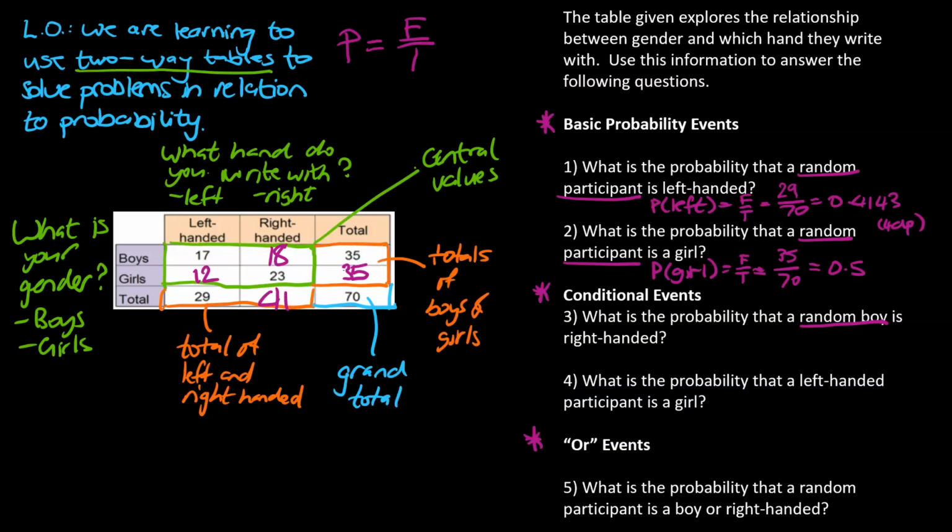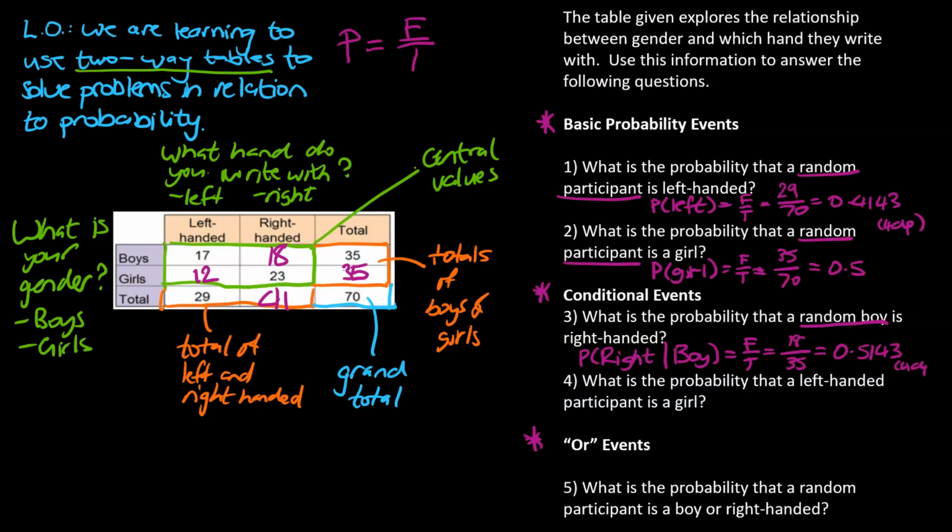So let's get into that. What's the probability that a random boy is right-handed? So it's going to be conditional. What's the probability of being right-handed given they are a boy? So that's going to be F over T again. Our total, we only care about the 35 boys. Of the boys, 18 of them are right-handed. And we go 18 divided by 35, 0.5143.